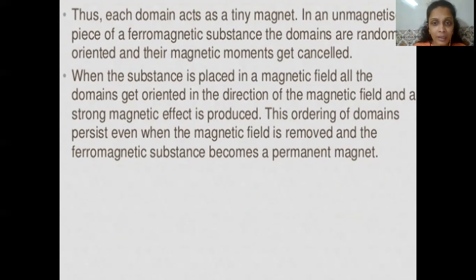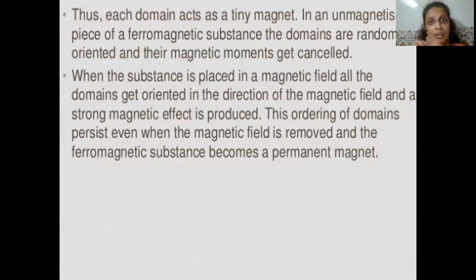The substance is placed in a magnetic field. All the domains, which I am talking about, get oriented in the direction of the magnetic field. A strong effect is produced. This ordering of domains persists even when the magnetic field is removed. What we saw was that the electrons arrange themselves randomly. If they are placed randomly, they may cancel out each other's magnetic field. If we keep it in between the magnets, they arrange themselves in a particular pattern and show magnetic field even after we remove it. I want you to compare this between the paramagnetic substance and the ferromagnetic substance.